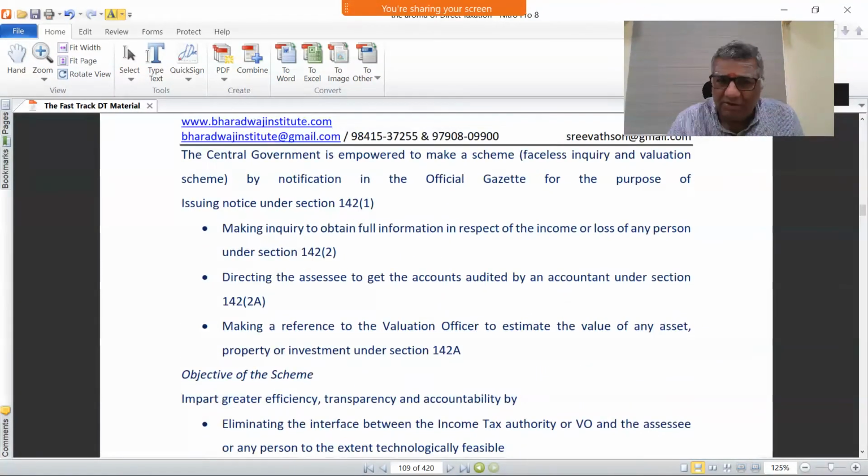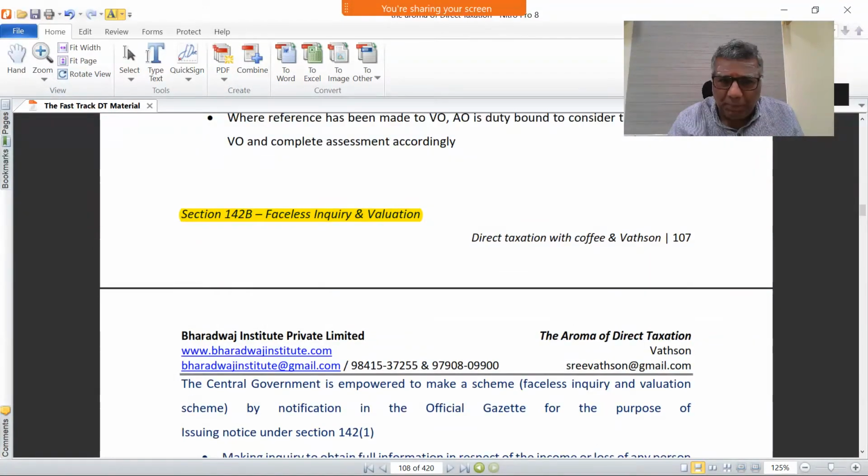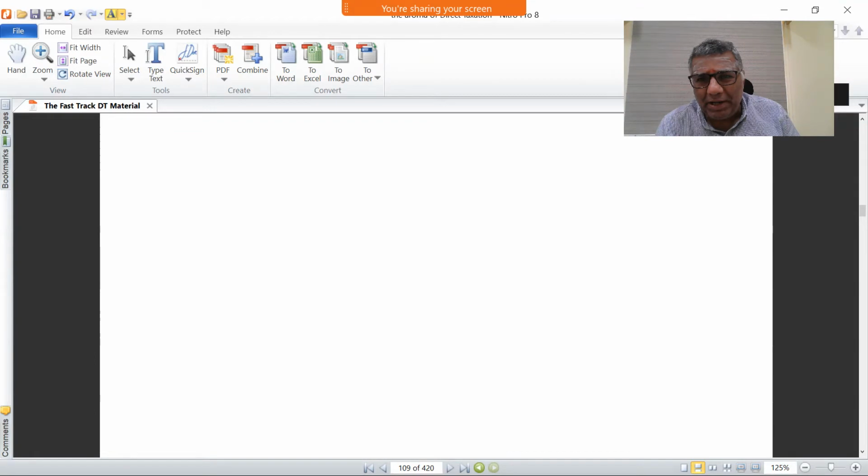What are all going to be faceless? Making inquiry under 142, directing the assessee to get books of accounts audited, faceless; making reference to a valuation officer, faceless. All these things are going to be faceless. So when 142B, a new section, comes, all other sections will fade off. That is why I say the possibilities of questions are getting eliminated in all these cases. Am I clear to you?